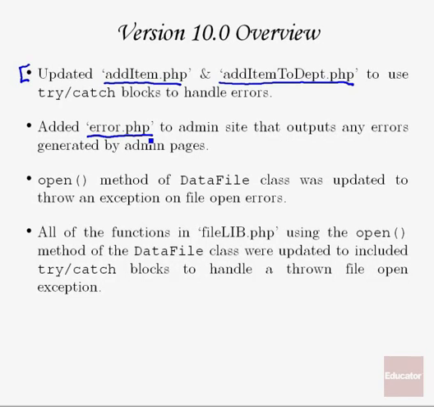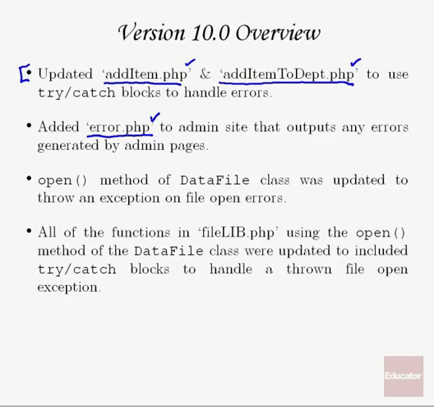Basically, whenever an exception occurs on one of our admin pages, either additem.php or additem2department.php, it's going to catch that exception, and then the application is going to redirect the user to this error.php page, which will output an error message.